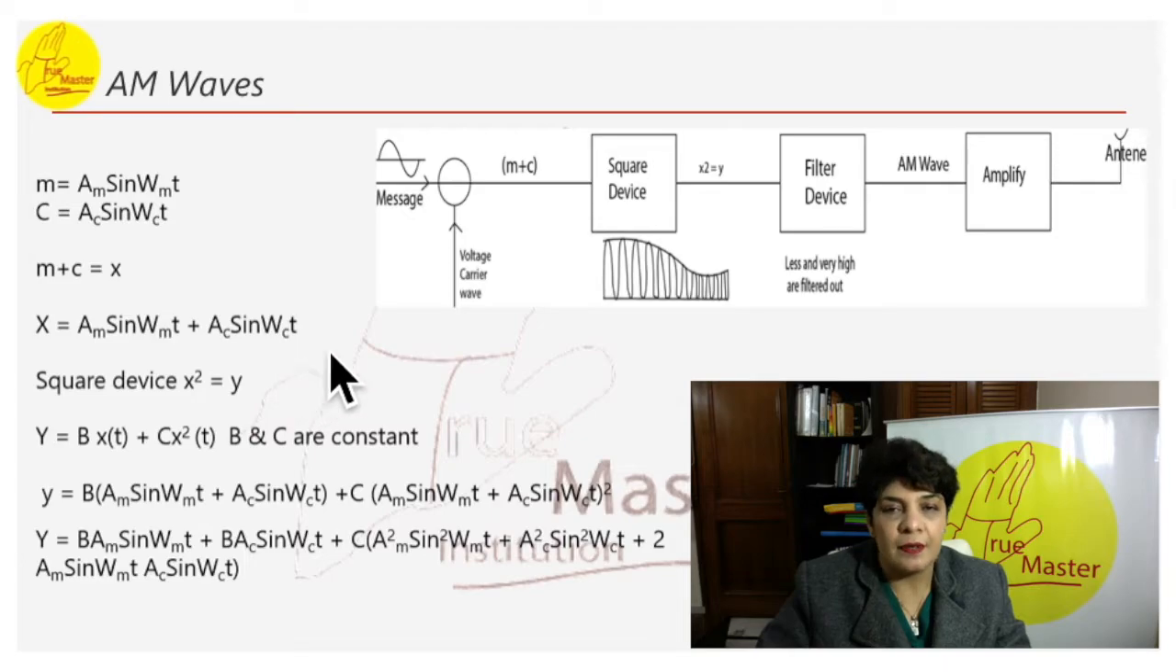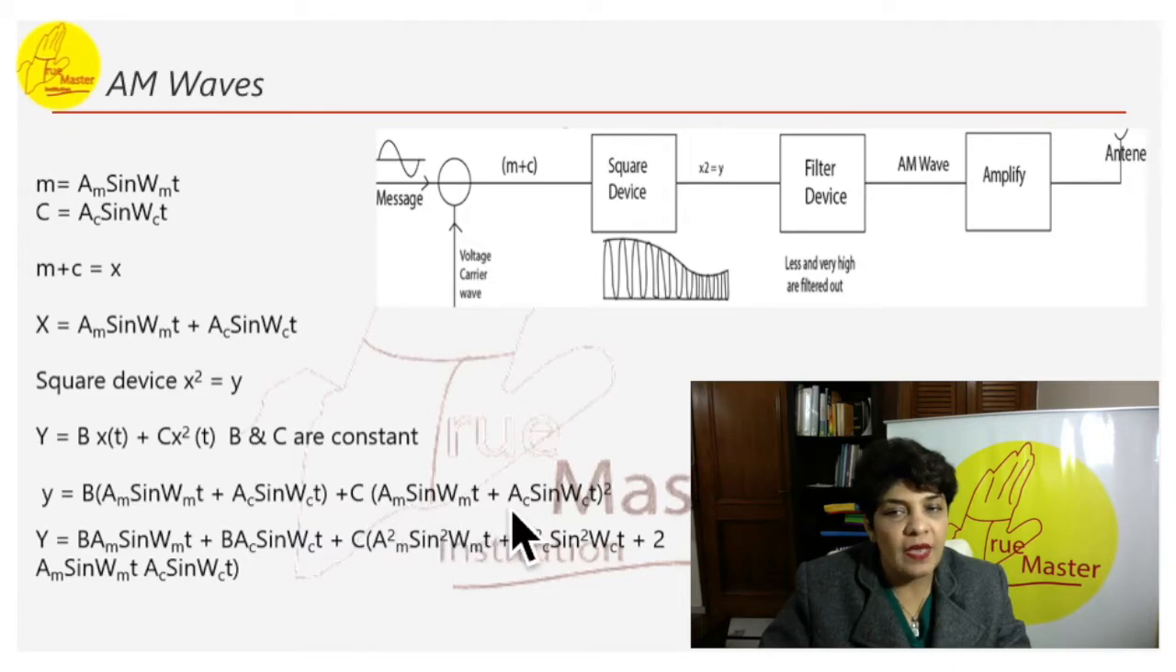Once it passes through this device, it's a square device, so x square is equal to y. So if we square it, y will become bx plus cx square, and what are b and c? These are the constants. Once we substitute the value of x, the x value is Am sine wmt plus Ac sine wct, this value is set up here and the square value is set up here.